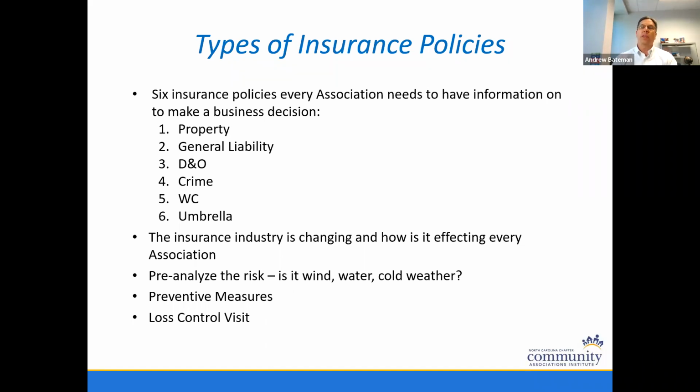Every association, with the information that they've gathered from their agent for their business decision, make sure that you're analyzing the risk for your association. Every association is absolutely different in number of homes, units, geographic location, amenities, building types, construction. The insurance needs to be formulated for your type of insurance. What is your biggest risk? Is the risk wind, water, cold weather?